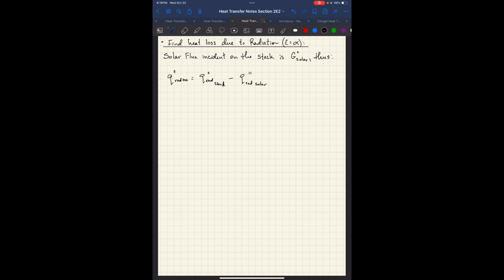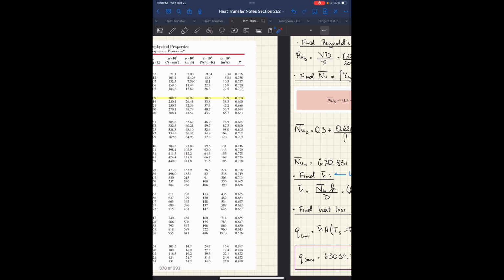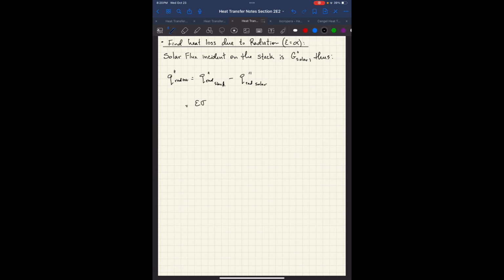Now the solar, we have to subtract it again because it's irradiation. In other words, it's incident or incoming. So the Q rad stack is something that we already know. We were familiar, it's the Stefan-Boltzmann equation. And they even tell us, you might be asking, can we treat the exhaust stack as a gray body? The answer is yes, because they say in the problem that emissivity and absorptivity are 0.9. So that basically is implying it's a gray body. So we can use this equation with no problem.